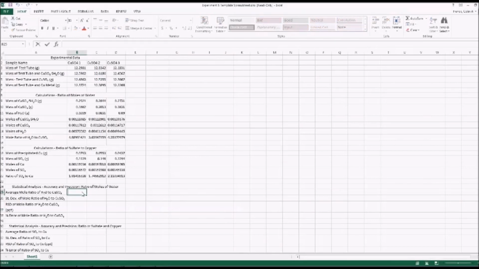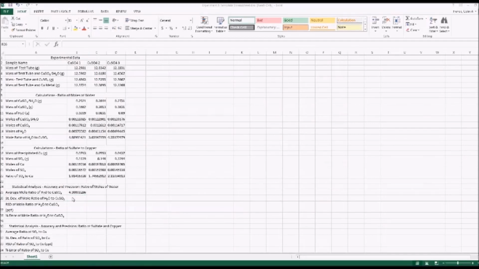In order to find the average, Excel has a pre-canned function. To use it, type in average, open a parentheses, and highlight the data that you wish to average. You don't have to, but you can close the parentheses at the end and then hit enter. This is the average mole ratio of water to copper 2 sulfate.